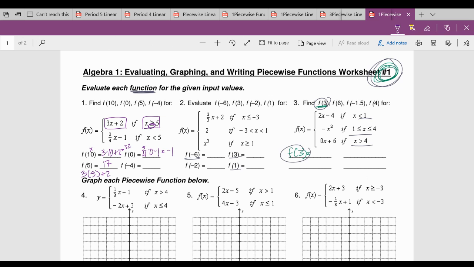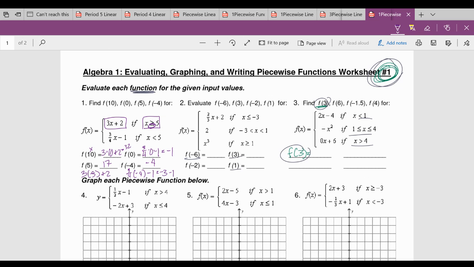And then finally, f of negative 4, when x is equal to negative 4, that's when x is less than 5. So I would be substituting it into 3/4 x minus 1. So 3/4 times negative 4 minus 1. 3/4 times negative 4 is negative 3, minus 1 is negative 4.